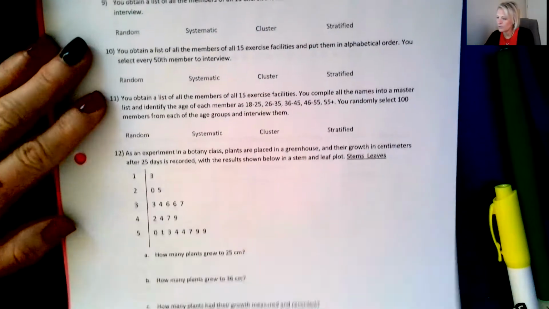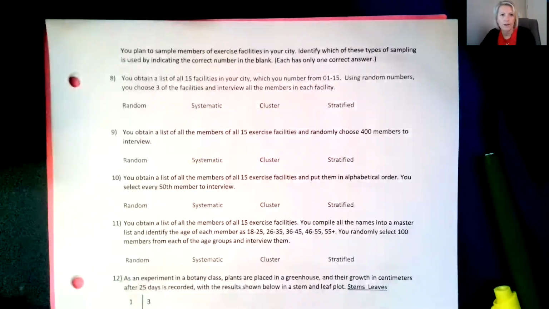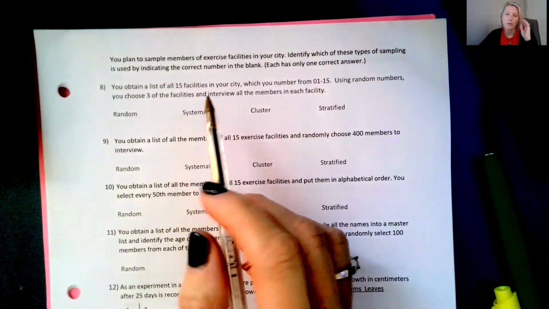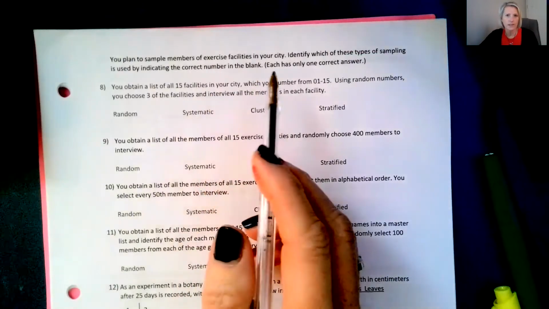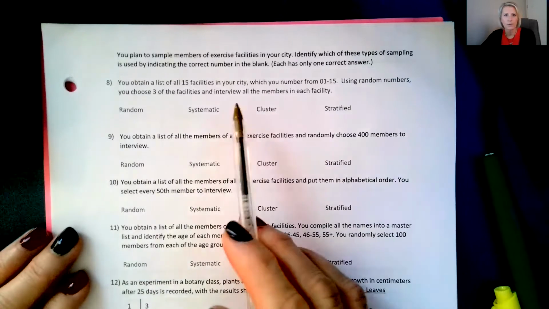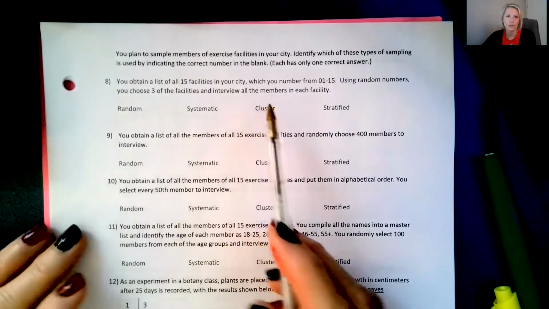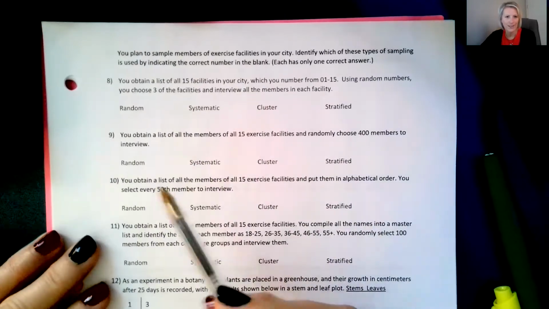Okay, let's move to the next page. We're going to talk about some sampling here. So it says you plan to sample members of exercise facilities in your city. Identify which of these types of sampling is used by indicating the correct number in the blank. We're going to circle the correct sampling.